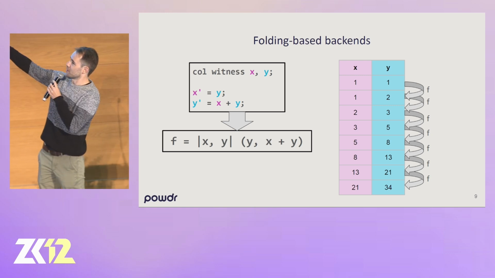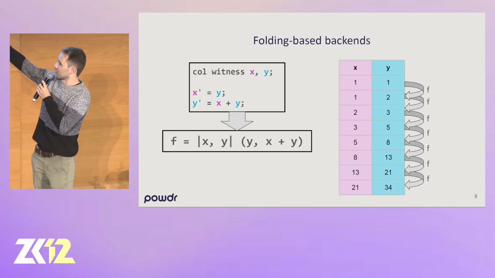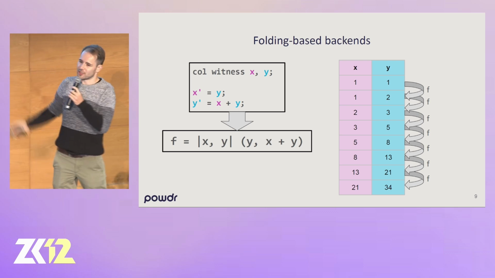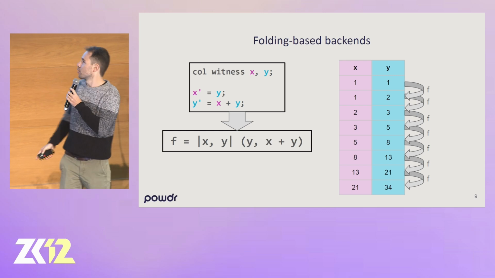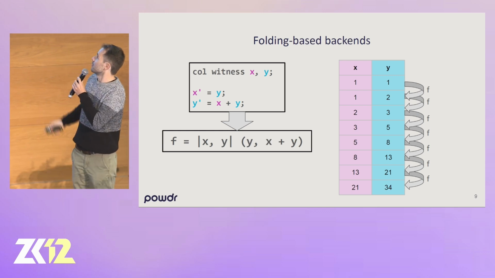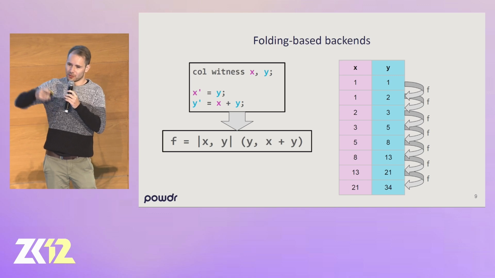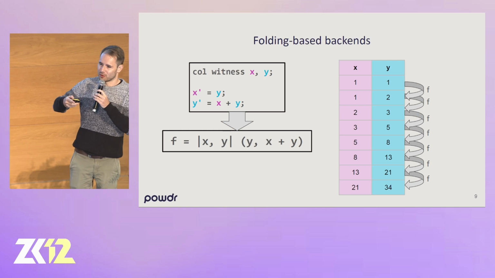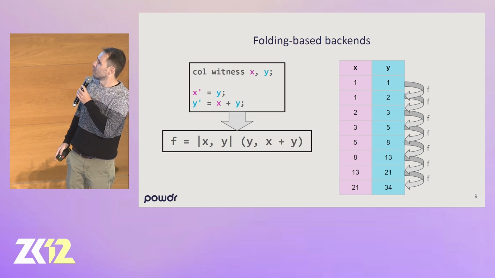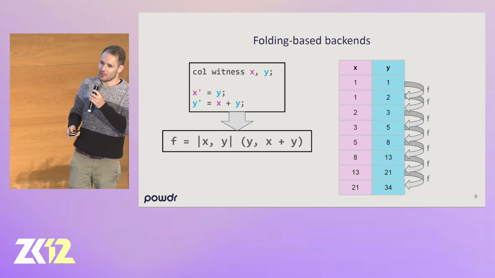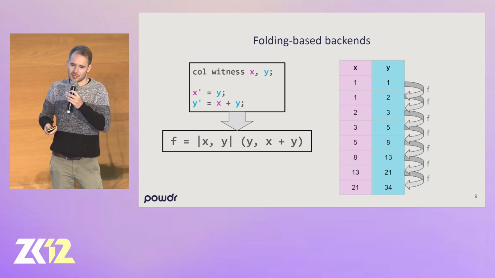But given these constraints, we can essentially extract a function f that computes the next row from the current row. And so we can view the execution trace as a collection of intermediate states where each row has been computed by the function f from the previous row. If we view it like this, then that fits into this IVC scheme, and then we can compile to a folding-based backend.